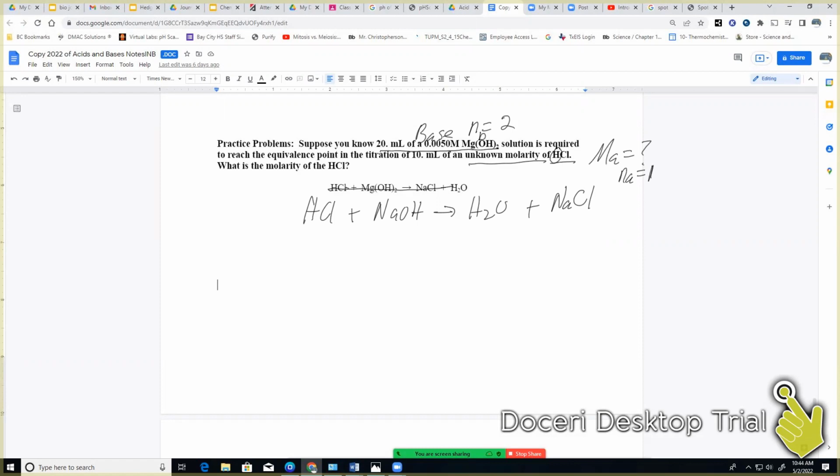All right, now we can start putting everything in. So I have Ma, which is my unknown, Va, which is, what's my volume for my acid? It says I have 10 mL. And then we said our Na was 1. And then I'm going to set that all equal to my base information, which for my Mb is 0.0050 molar. My volume was my 20 mL, and that works because both of them are in mL.